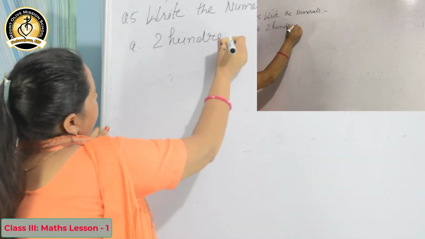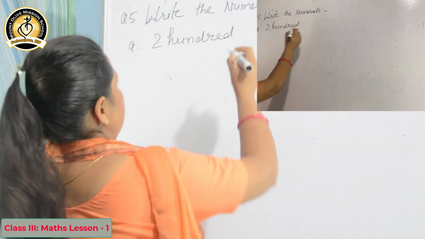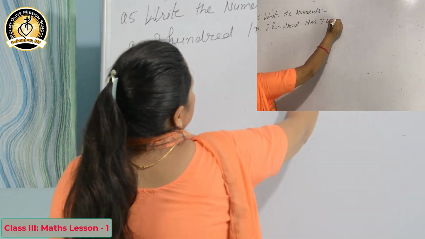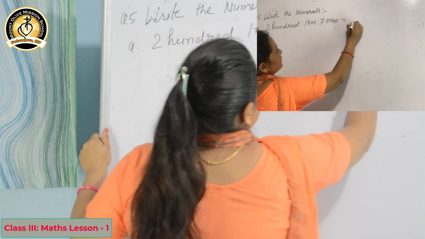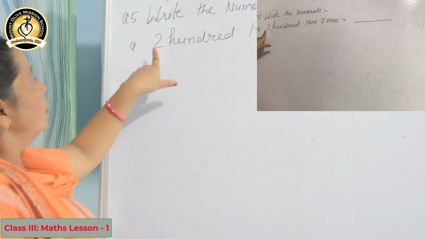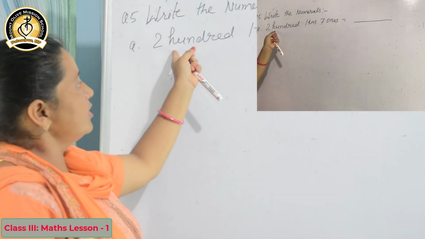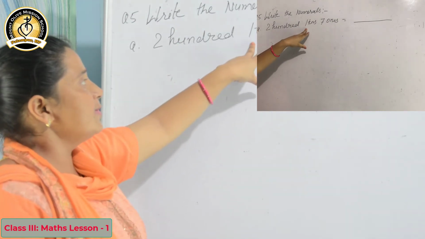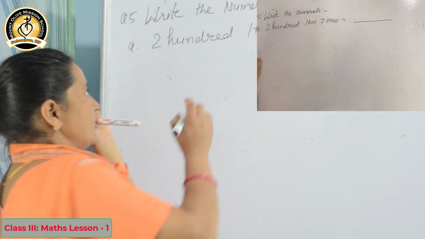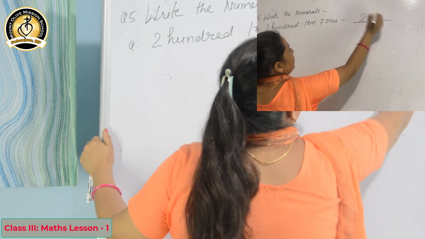200, 1 tens, 7 ones. Okay. So write it in numerals. How write it in numerals? 200, 1 tens, 7 ones. 200 means 200. 1 tens means 10. Okay. And 7 ones. So 217. Okay.